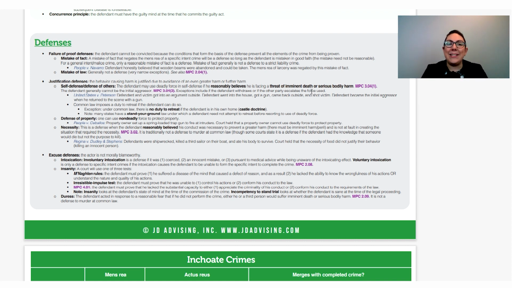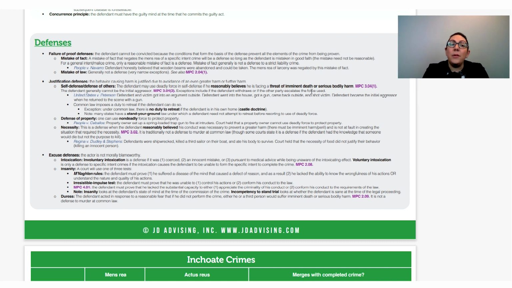The third one is necessity. This is where the defendant reasonably believes that his conduct is necessary to prevent a greater harm. The classic necessity example is that there is a wildfire coming toward a neighborhood. So a defendant burns down the houses at the edge of the neighborhood to stop the fire from spreading, because if there's nothing left to burn by the time the wildfire gets to the neighborhood, the fire will stop and it won't continue to the rest of the houses in the neighborhood.